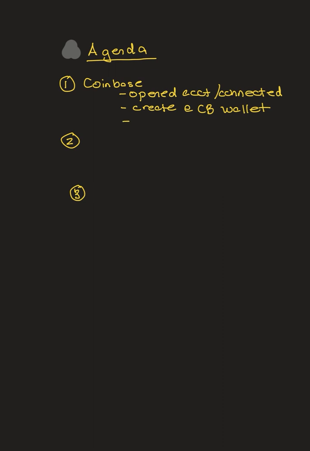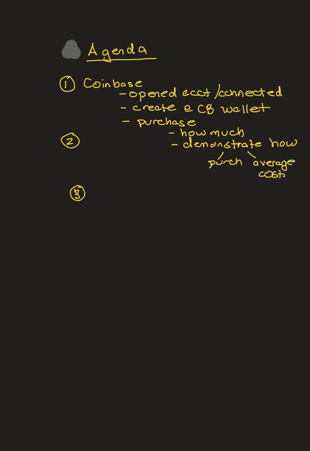We're going to do a little purchase. We're going to talk about how much. This will be 2 subsets. One will be how much, and then demonstrate how. We'll do both a one-time purchase and then talk about a much better way to invest called average costing, which will make you more money in the long run, no matter what. Not that this is investment advice.